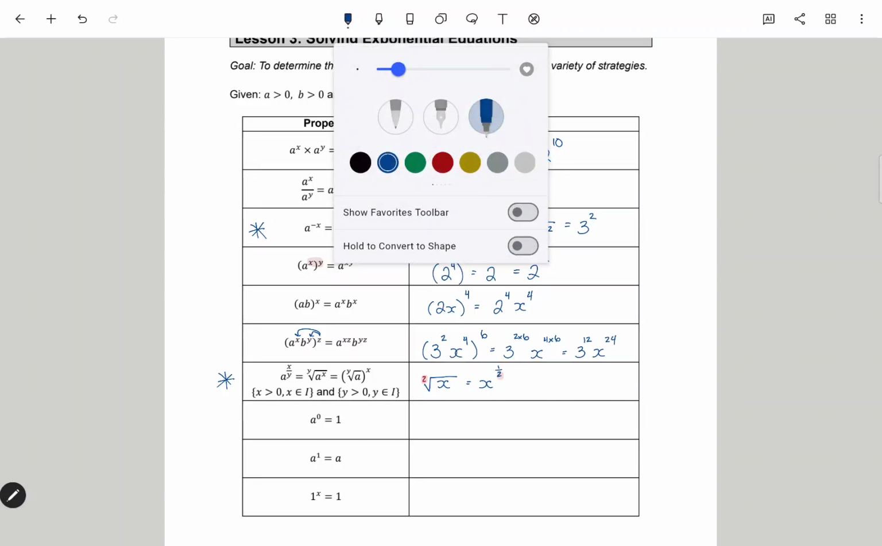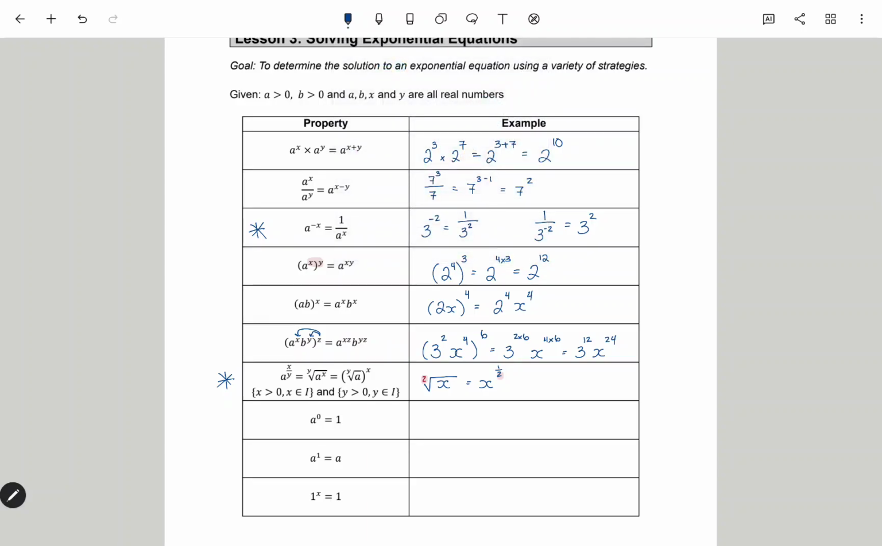Okay. More common ones, absolutely anything to the power of 0 is 1. Even if I have smiley face to the power of 0, that equals 1. Anything to the power of 1 is itself, and 1 to the power of anything is just 1. So our three most common properties that are going to get used are our negative exponents, our power to a power, and our fractional exponents, especially with square roots. All right, so that's review.